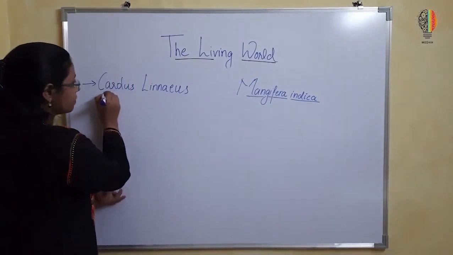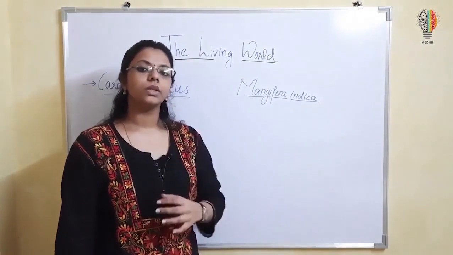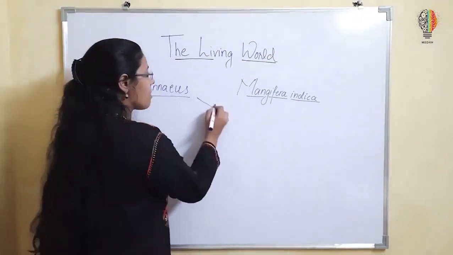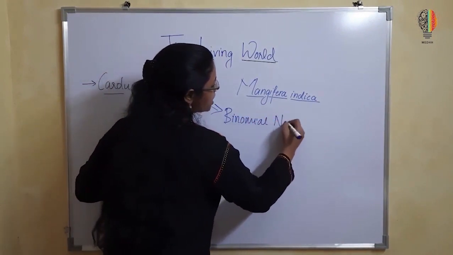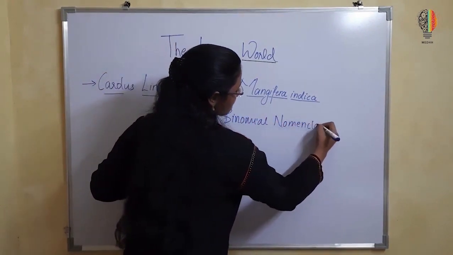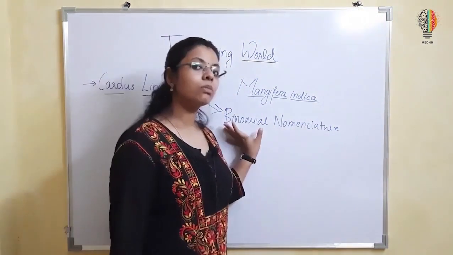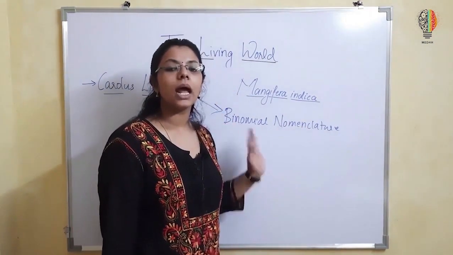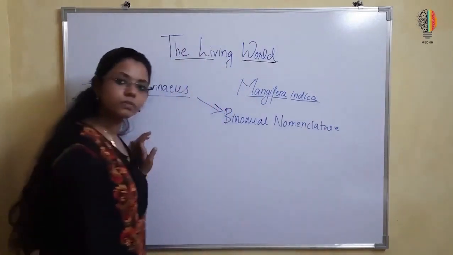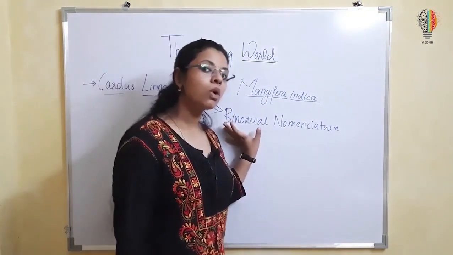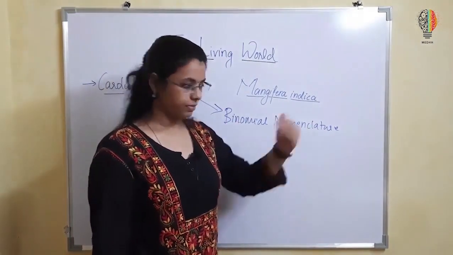As said, Carolus Linnaeus was the person who introduced nomenclature, who came up with a type of nomenclature called binomial nomenclature. There is one more type of nomenclature, that is trinomial nomenclature. We'll get into that in the later part.